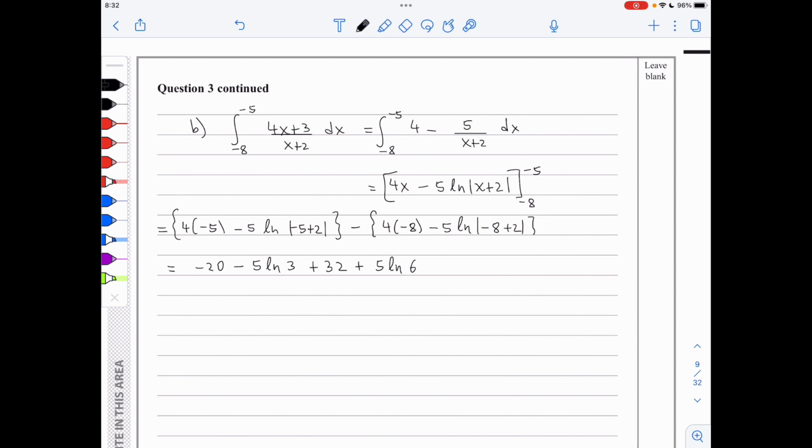Now negative 20 plus 32 is 12, and we've got 5 brackets ln 6 minus ln 3, which is 12 plus 5 times ln of 6 over 3, which simplifies to 12 plus 5 ln 2.